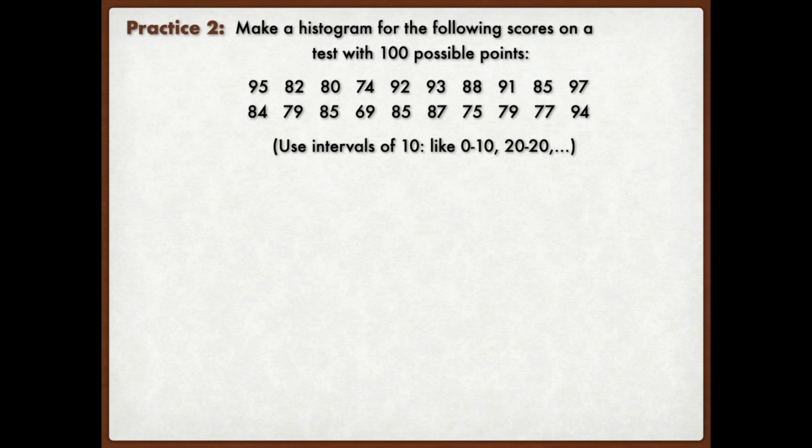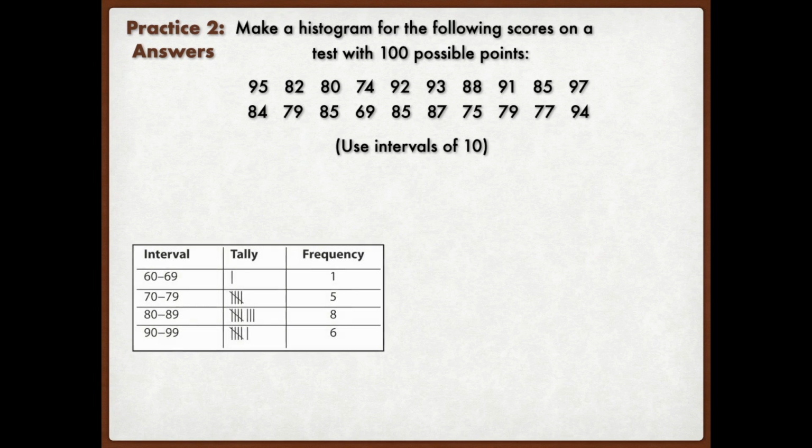Okay, I want you to go ahead and try and make a histogram using the following scores on a test with 100 possible points. So try and make the intervals probably around 10 since you have 100 total points. Okay, here are the answers.